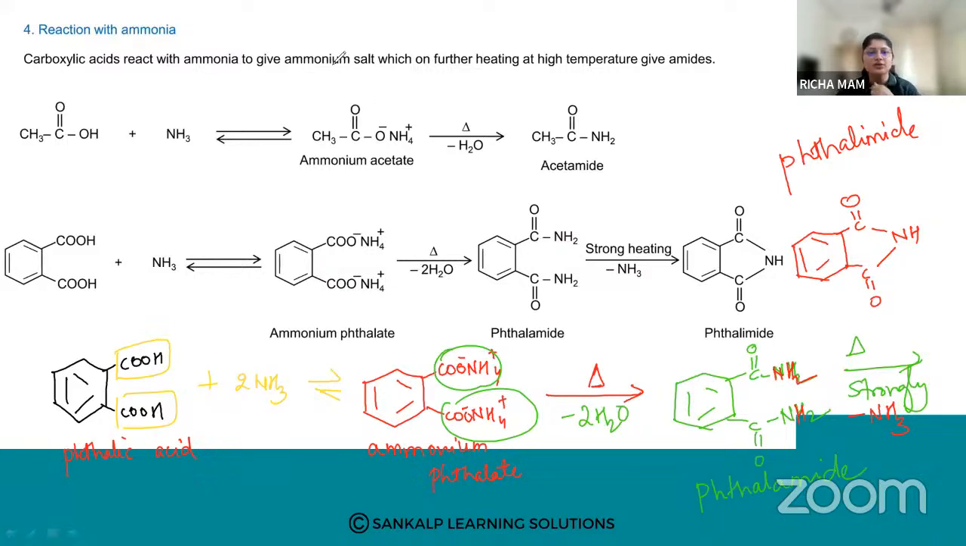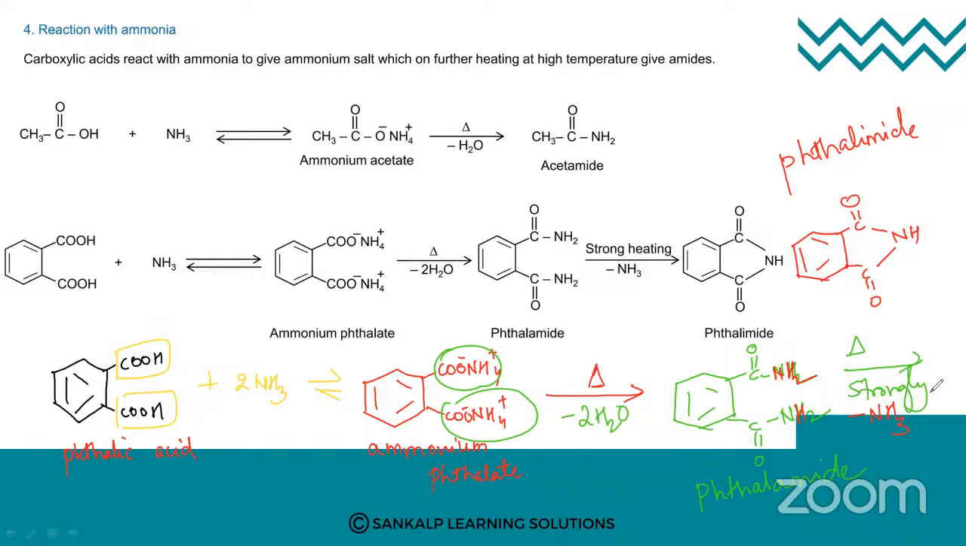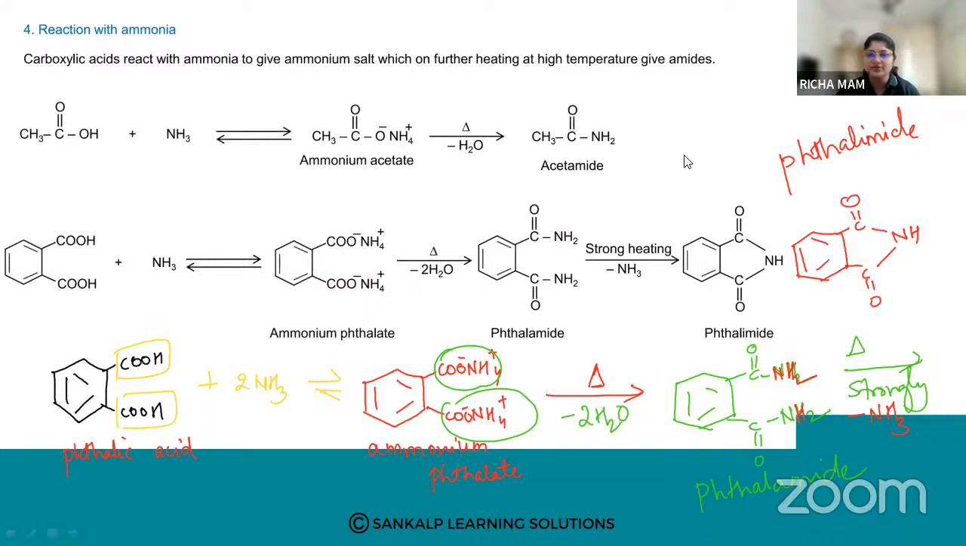So how the ammonia reacts with your carboxylic acid. It will form a salt, and from that salt, if you heat it strongly, water molecule will be lost and you will get the respective amides. Is it clear? Are these reactions clear? Yes, ma'am. Okay. So this is about your reaction with ammonia. So let us go for the next one.